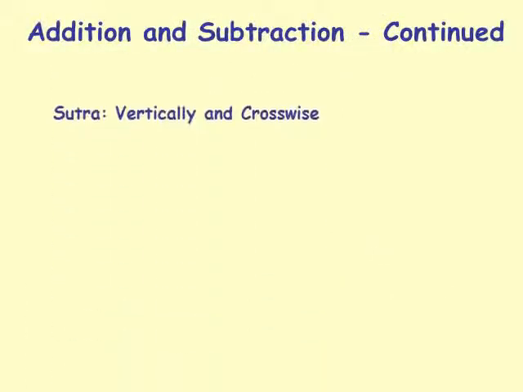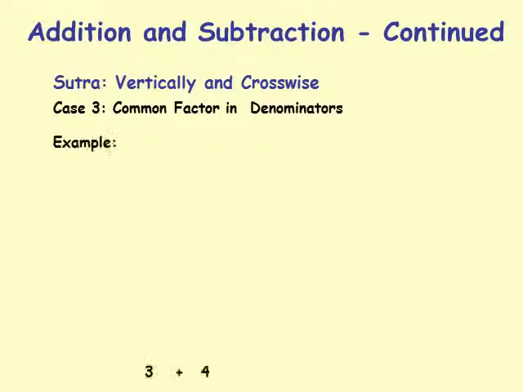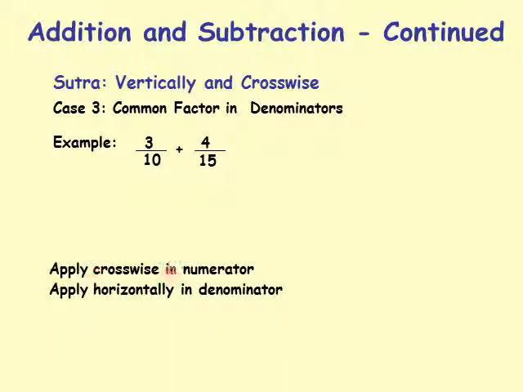Let's continue. We do the same example we did before, but we'll apply the sutra vertically and crosswise. 3 divided by 10 plus 4 divided by 15. We did it before, okay, now we apply the sutra: crosswise in the numerator and horizontally in the denominator.